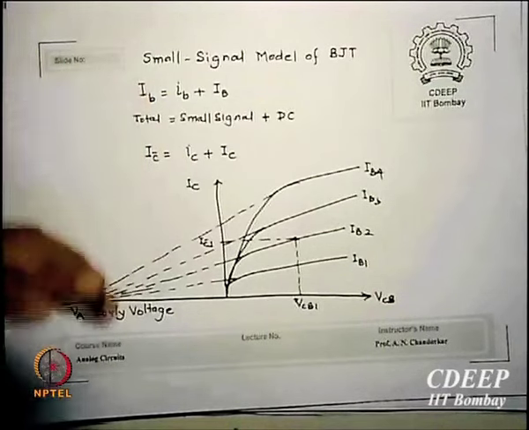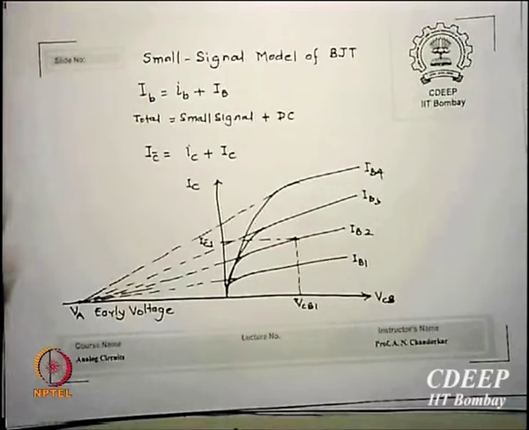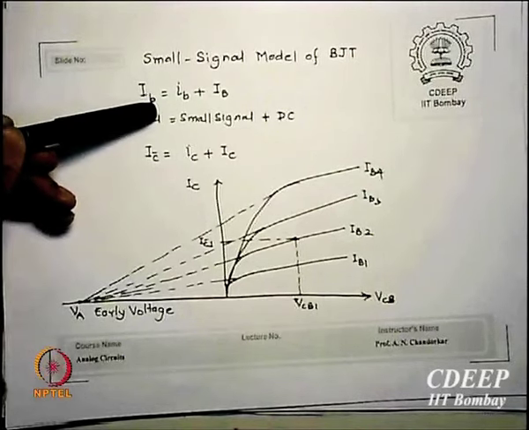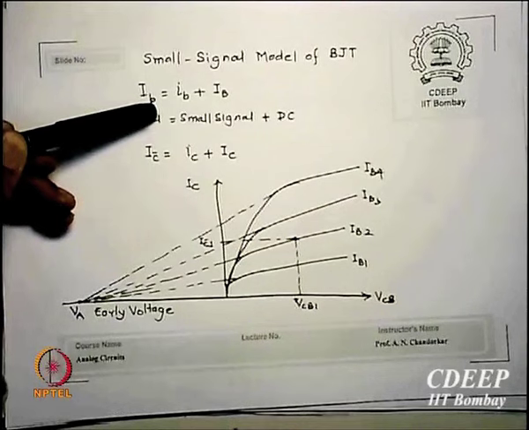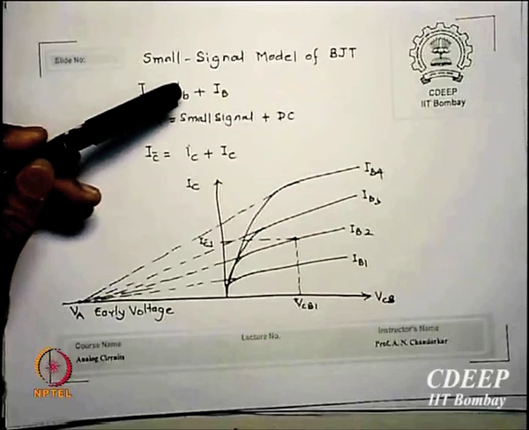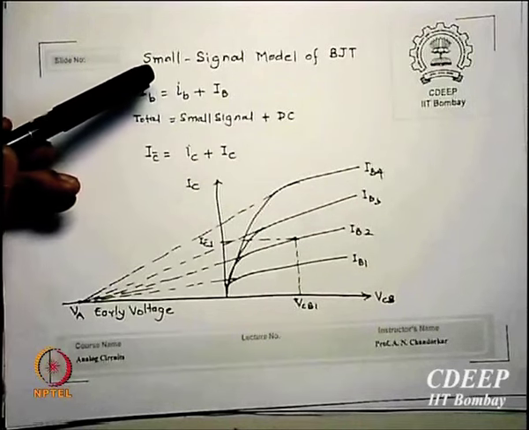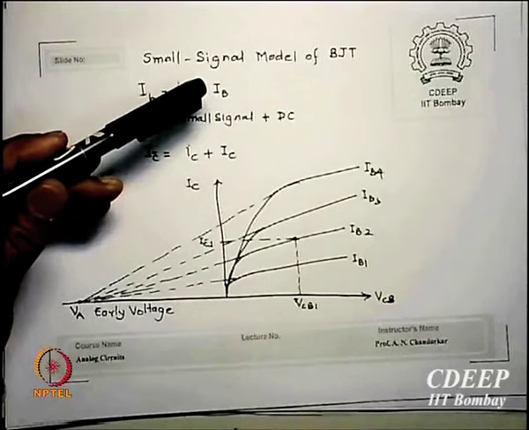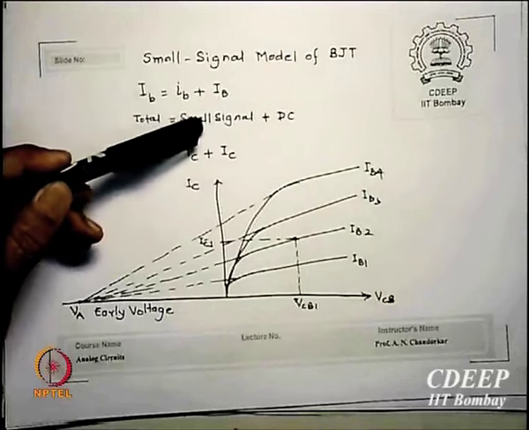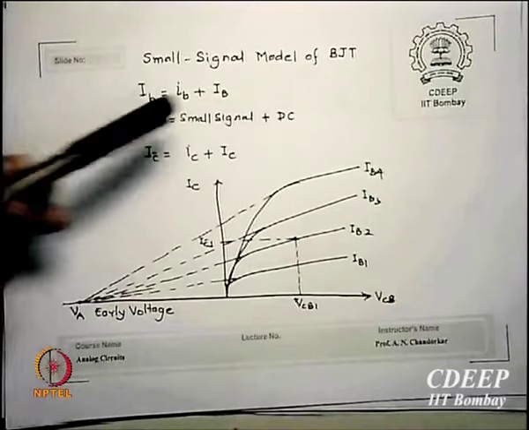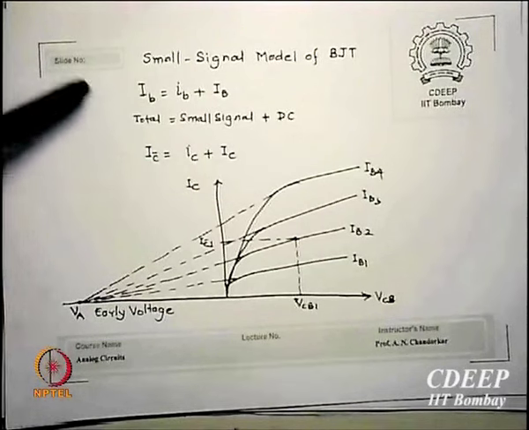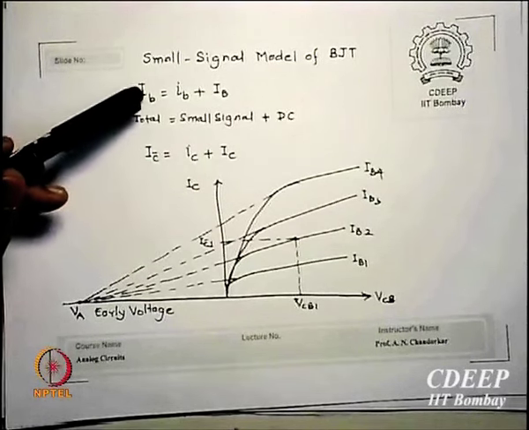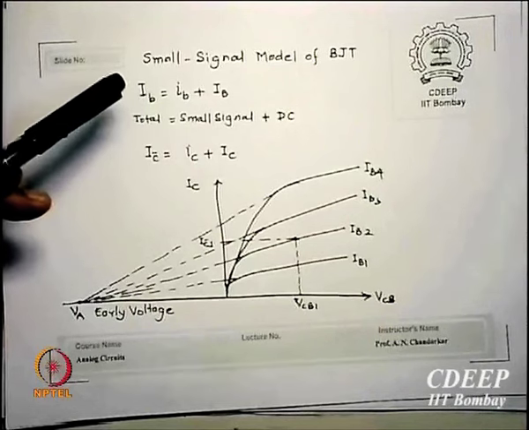This is not for BJT, for every model, but here it is shown for this. We will say the total base current is represented by capital I small b. Total base current is the small signal current, which I represent as small ib, plus the DC base current, which is capital I capital B. So small signal plus DC is equal to the total current: capital I small b equals small ib plus capital IB.